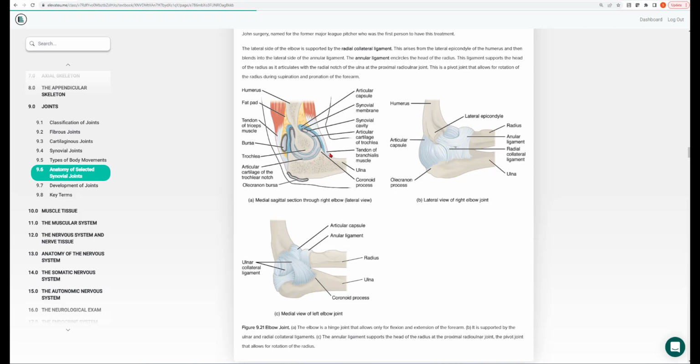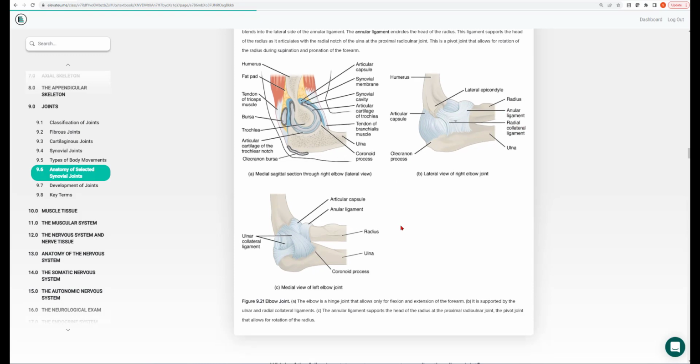And you're learning about the different ligaments. The three different ligaments are the ulnar collateral ligament, the radial collateral ligament, and the annular ligament. Again, you'll see these in lab as well.